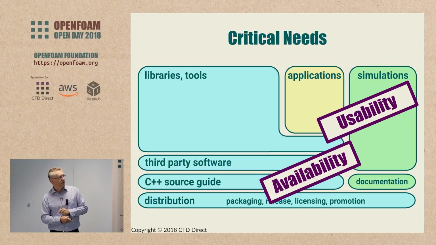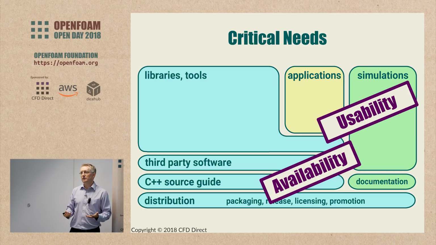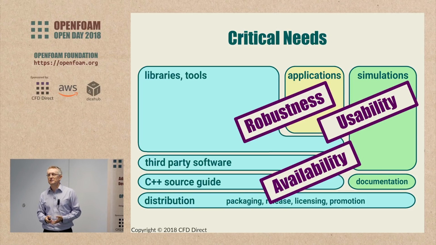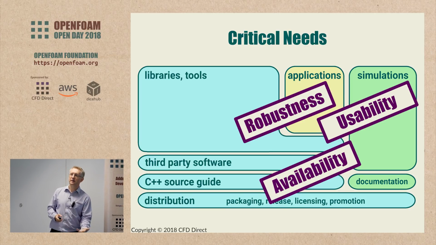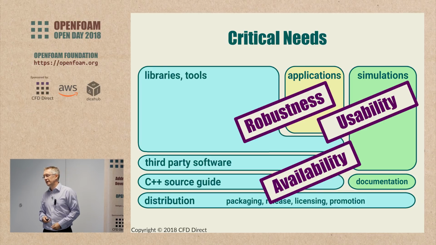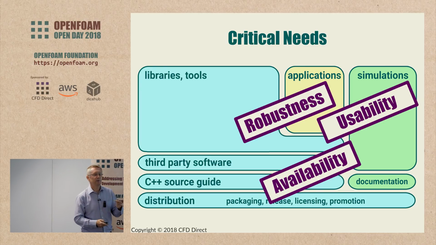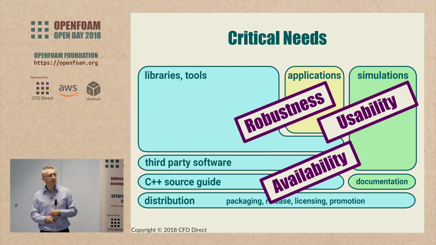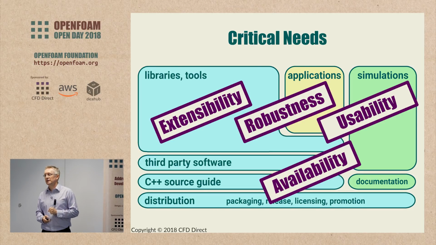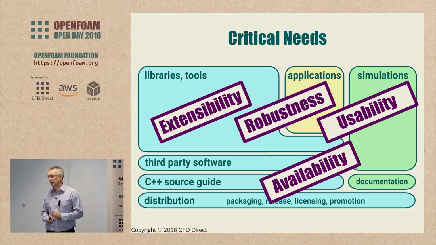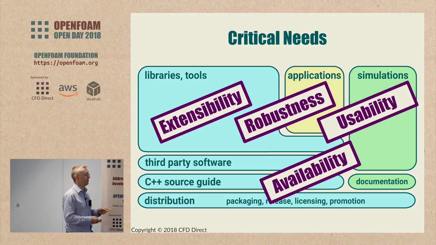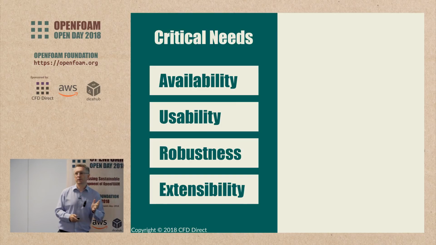The second thing is, can I use it sensibly? So there's usability. The third thing you need is robustness. If I have set it up sensibly, does it deliver reliable solutions? And the icing on the cake, which I think open source offers far greater benefit from, is extensibility. Can I add my own models to the library set? And so when we talk about the critical needs in that definition of sustainable software, we're talking about those four things.